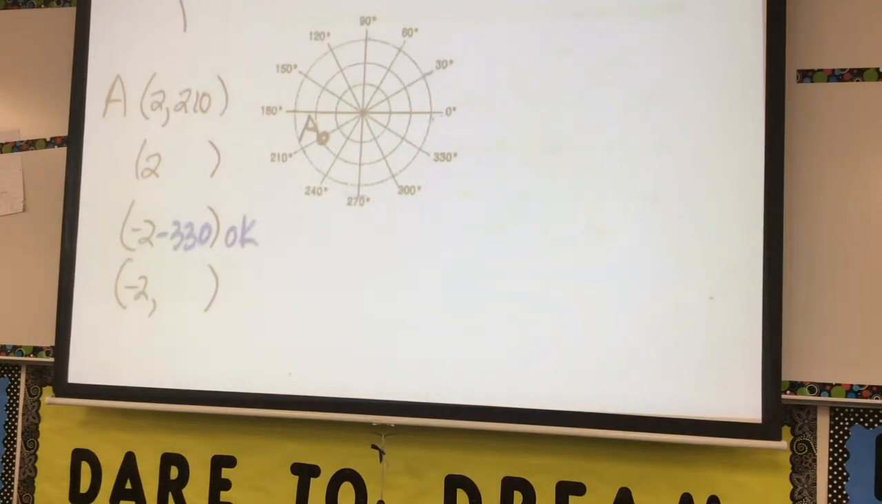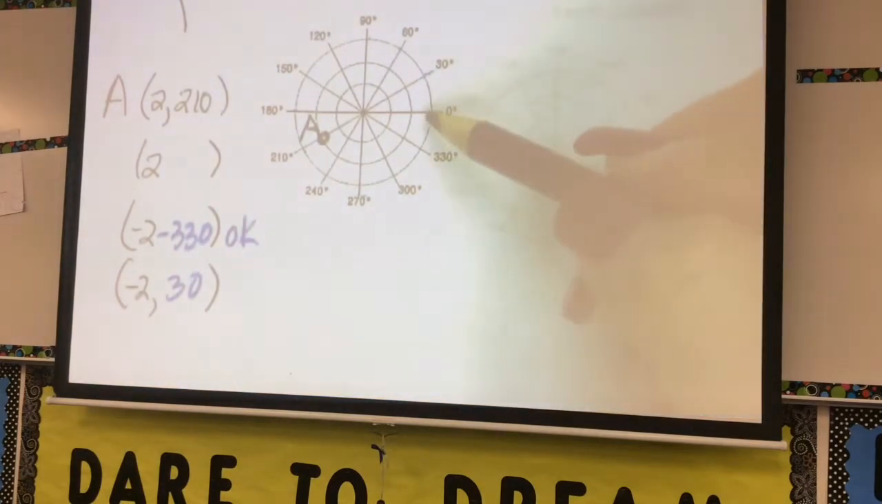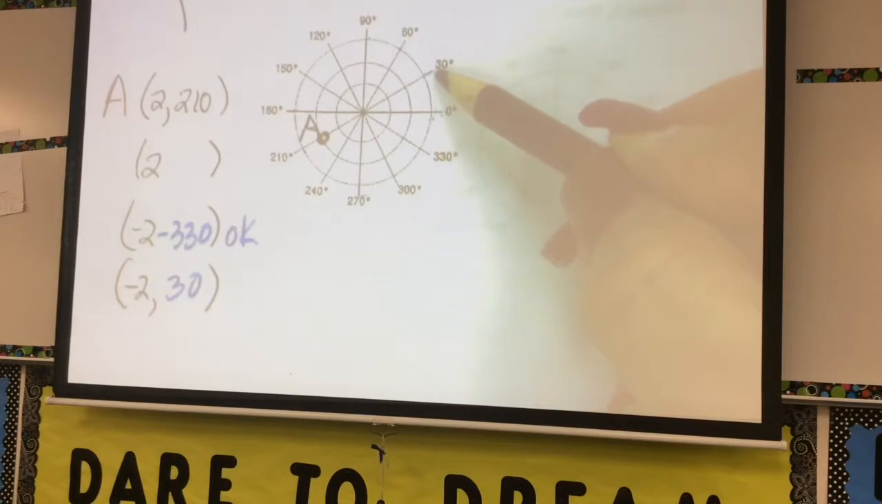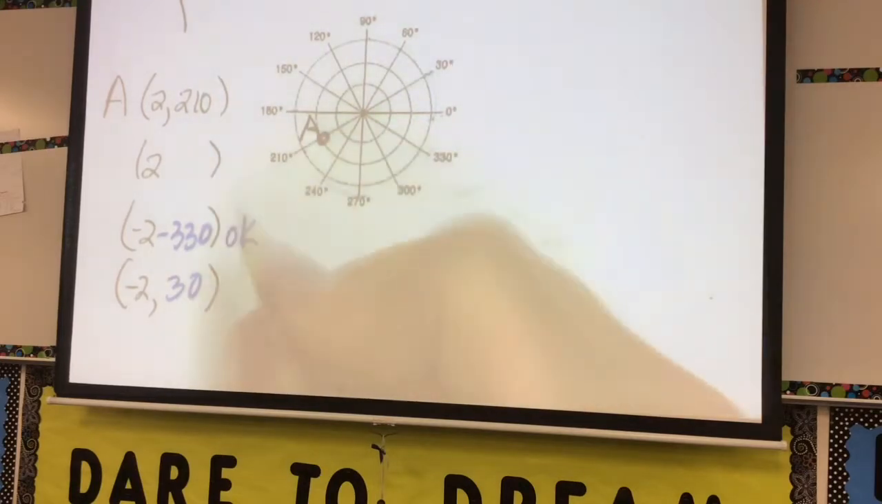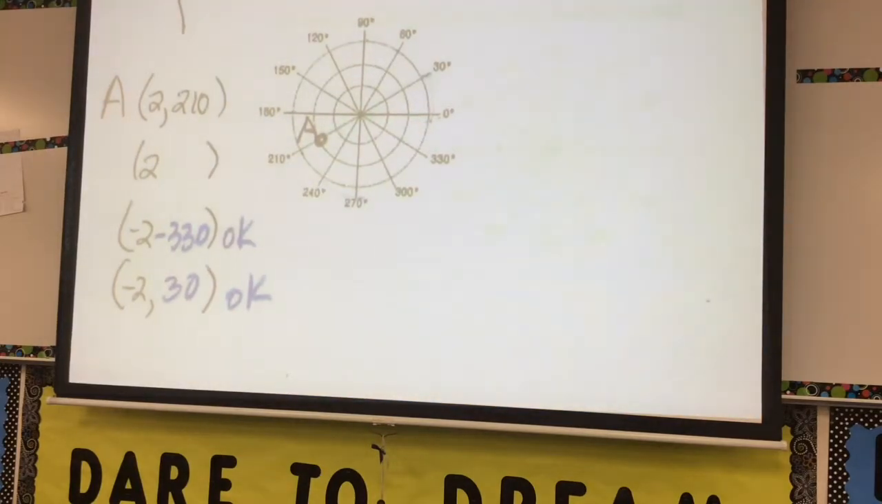Negative 2, positive 30. Did I hear you correctly? Let's check it out. I'm going to swing positive 30, but I don't head towards the angle. She's given me a negative radius, so I back away from quadrant 1. Good to go. Puts me right back in quadrant 3. One more. Go ahead.